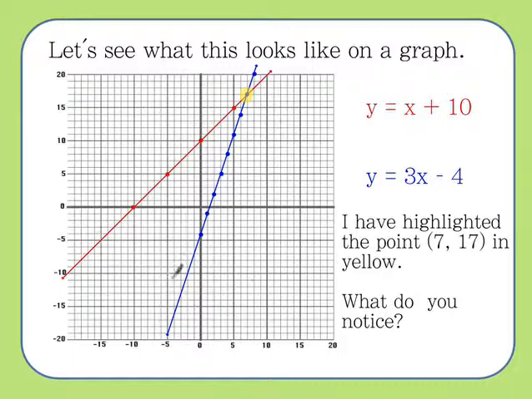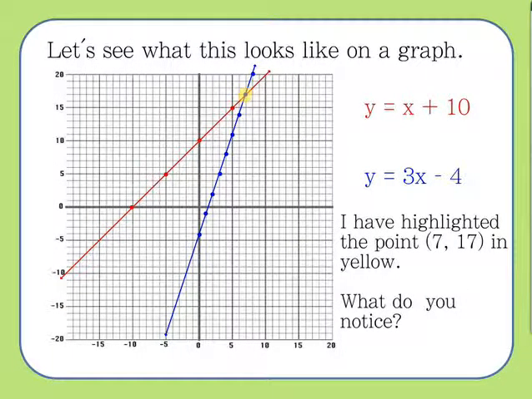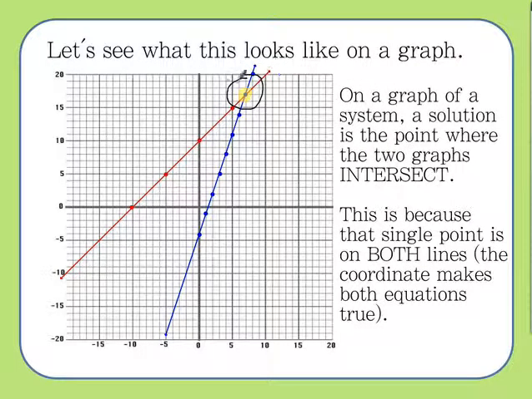But if you notice the big picture, that point (7, 17), you'll see, is also the point where the two graphs intersect. Okay? So when we are looking at systems graphically, the solution to the system, the point that's going to be true or be on both of those lines, is the point where the two graphs intersect. Okay?